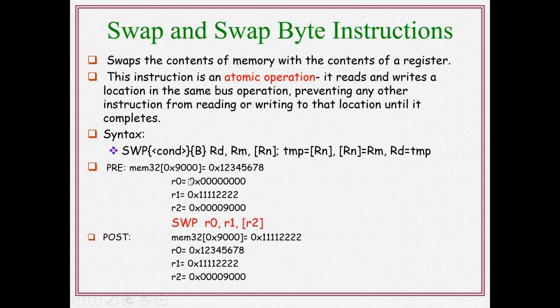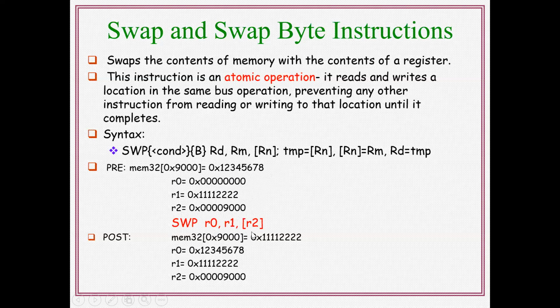Here is the syntax: swap with condition is optional. For example, take any 32-bit memory location. Memory location 9000 contains 12345678 H value. R0 contains all zeros. R1 contains 4 ones, 4 twos. R2 contains 9000. These are the values before execution.